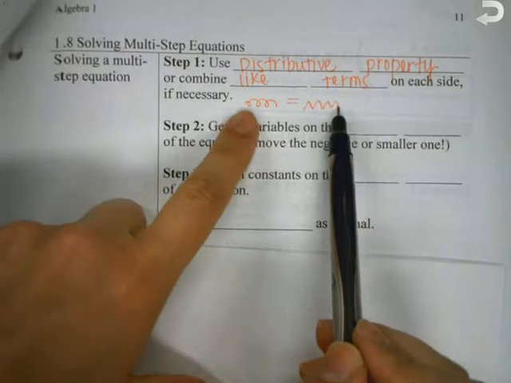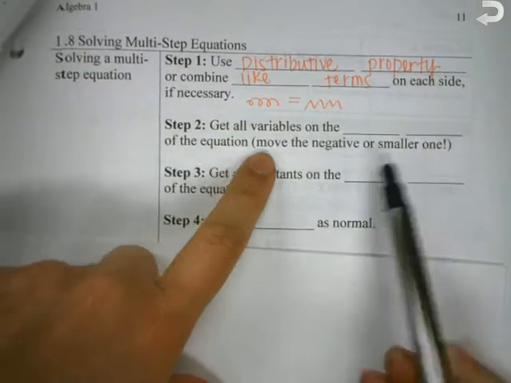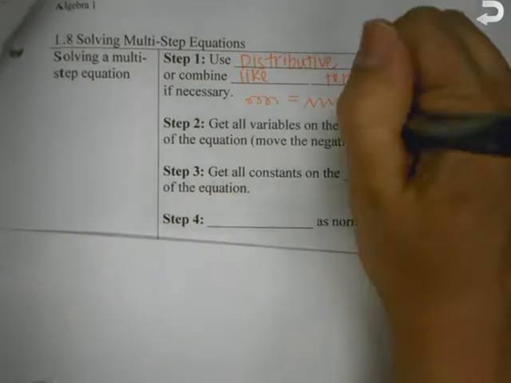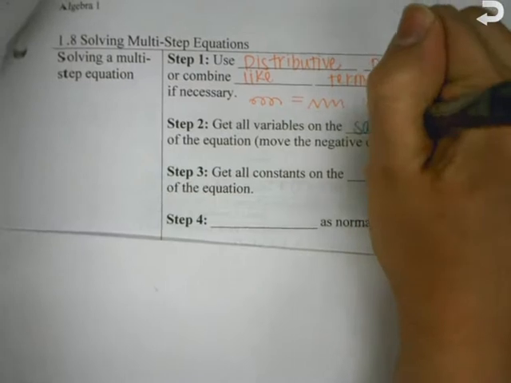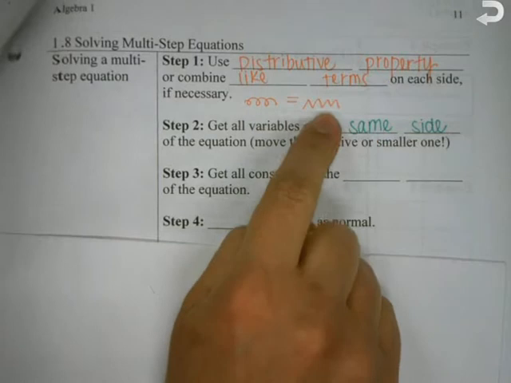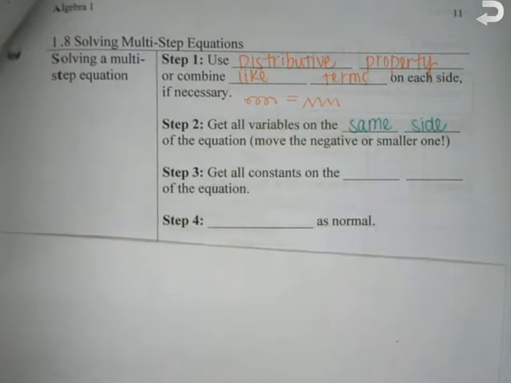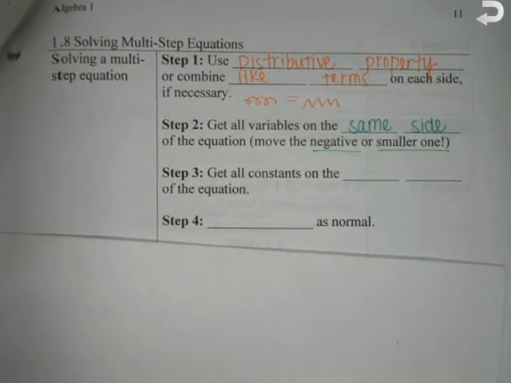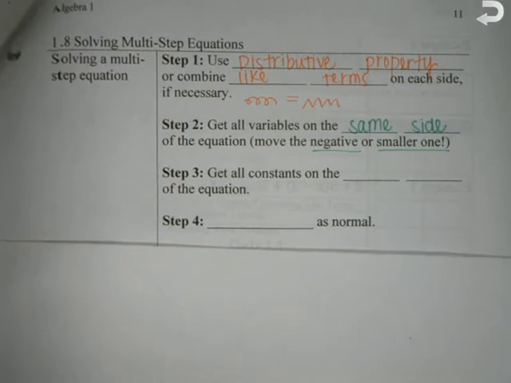Okay? Step 2, you are going to get all variables on the same side of the equation. So all variables go on the same side of the equation. So you are either going to put them all on the left or put them all on the right. It doesn't really matter which one, but I do give you a hint. Move the negative or the smaller one. It's just going to make life easier for you. So whichever one is negative or whichever one is smaller, move that one.